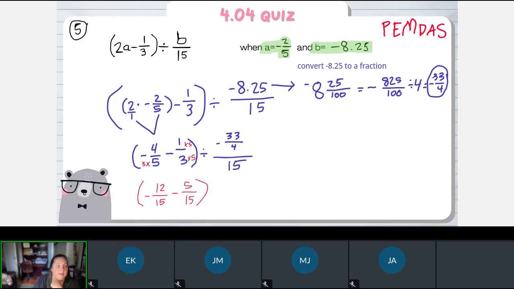Now we don't need to write down the rest of this right now. We'll just solve this. So if you have negative minus a positive, what are you actually doing? You could keep, change. You're going to keep negative 12 over 15, change to a plus, change to a negative. So you're really just adding two negatives. Okay, so that equals negative 17 over 15.